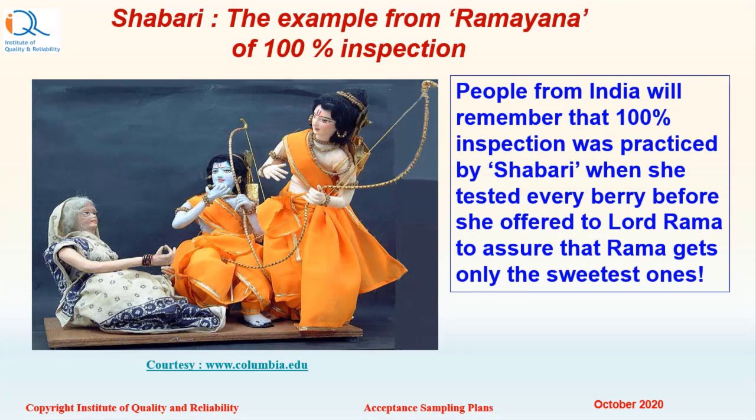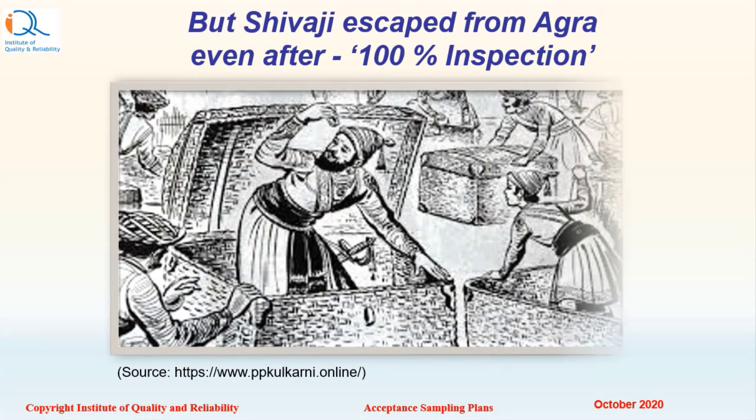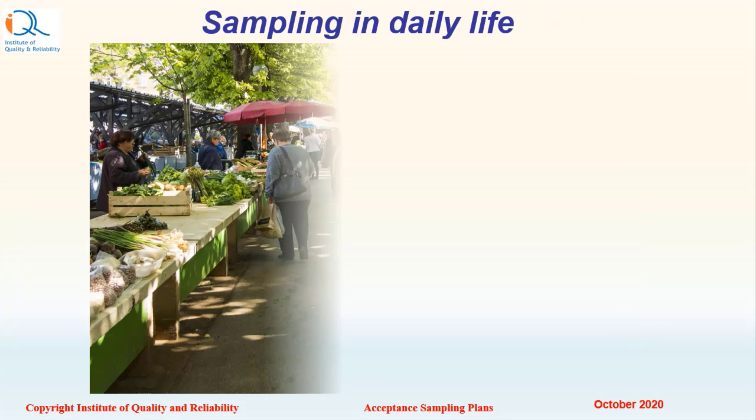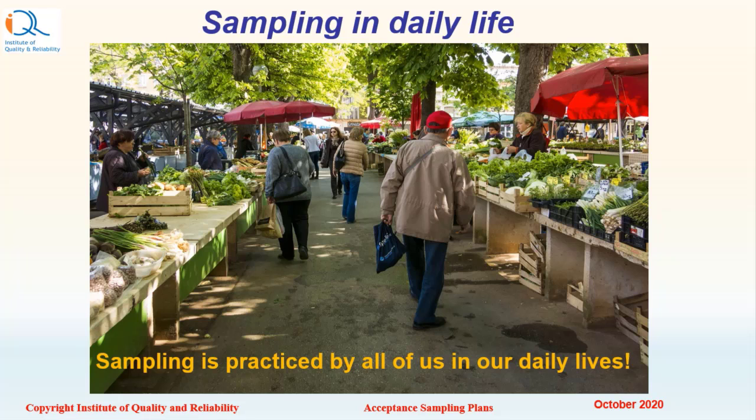People from India will remember that 100% inspection was practiced by Shabri in Ramayana when she tested every berry before she offered it to Lord Rama, and she wanted to assure that Lord Rama gets only the sweetest berries. But then the great Maratha king Shivaji Maharaj escaped from Agra even after 100% inspection. Sampling is practiced by all of us in our daily lives.